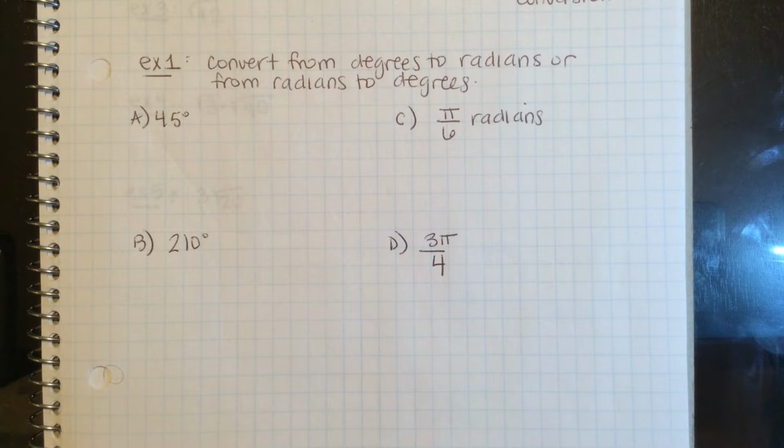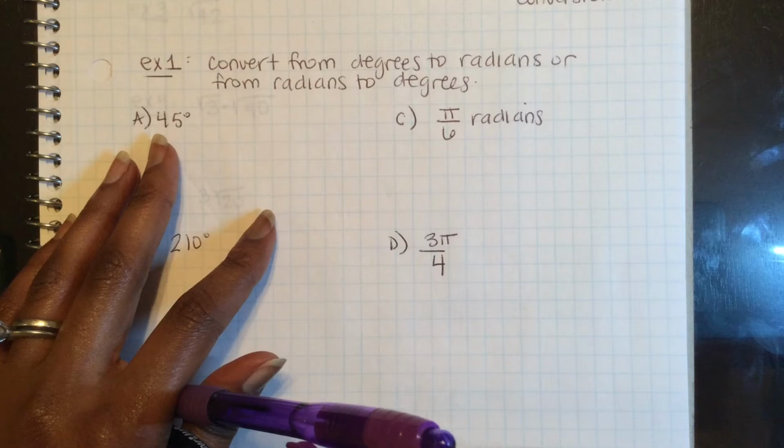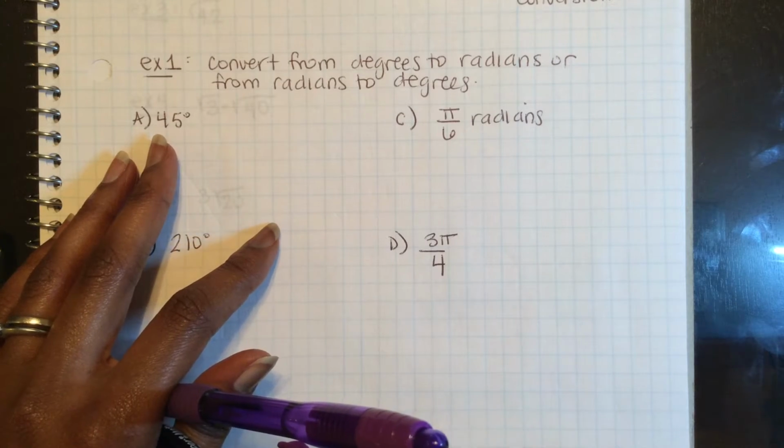Welcome back to 13-3 example 1. Now we are converting from degrees to radians or from radians to degrees. This is helpful depending on how the problems are given to us and what we're solving for. So here in 45 degrees, I know I want to convert this to radians.